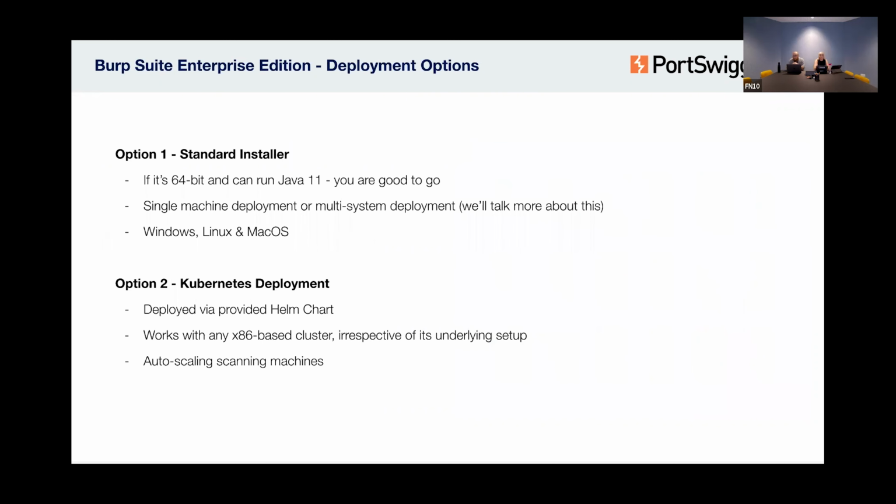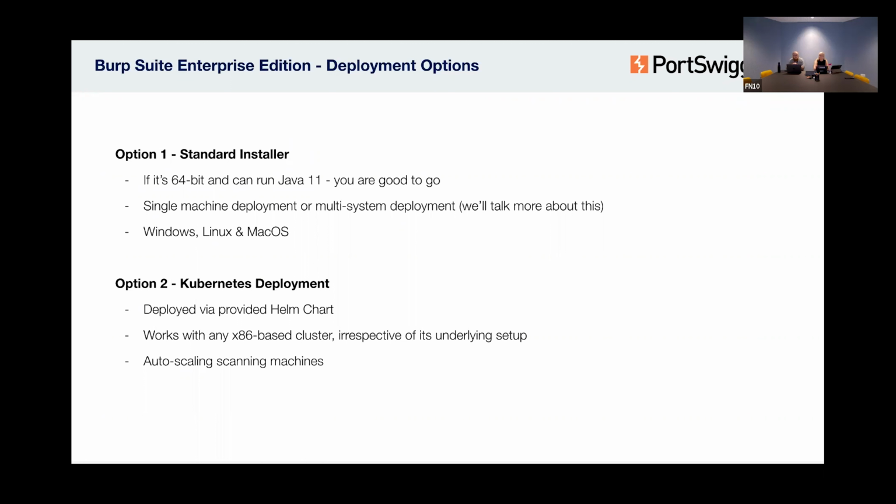So in terms of those deployment options that are available to you, we have the standard installer, and this is essentially just going to our release page, grabbing the installer relative to your OS of choice. And that's going to be Windows, various flavors of Linux or Mac OS. And then you can go through the installation process via the wizard. That could be a single machine deployment, which is typical for trials, and then multi-system deployment, but we'll talk about those in a bit more detail in a sec.